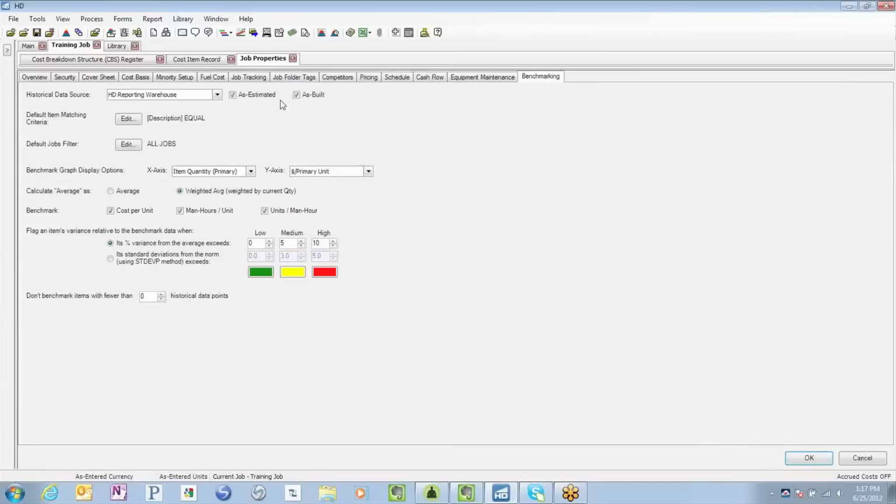Lastly, the benchmarking values are only as valuable as the data that feeds them. So it's critical that users have control over the data sources that drive the benchmarking values. HardDollar allows users to define the benchmark settings, as we see in this screen. Do we only want to use as estimated benchmarking values, or as built, or both?